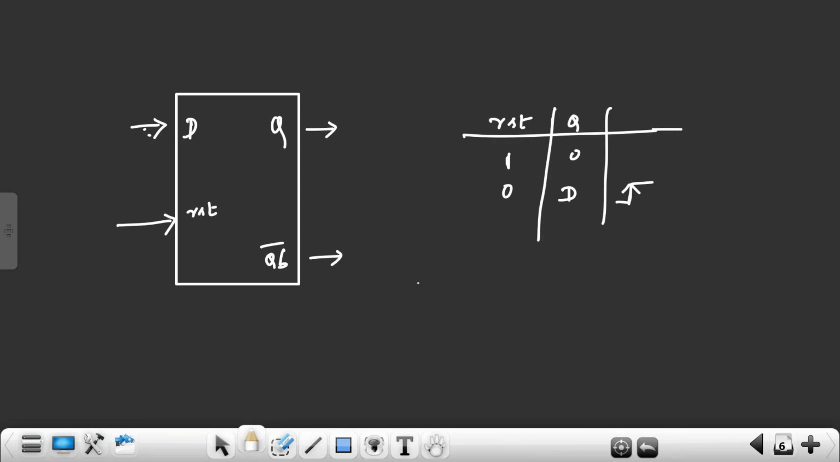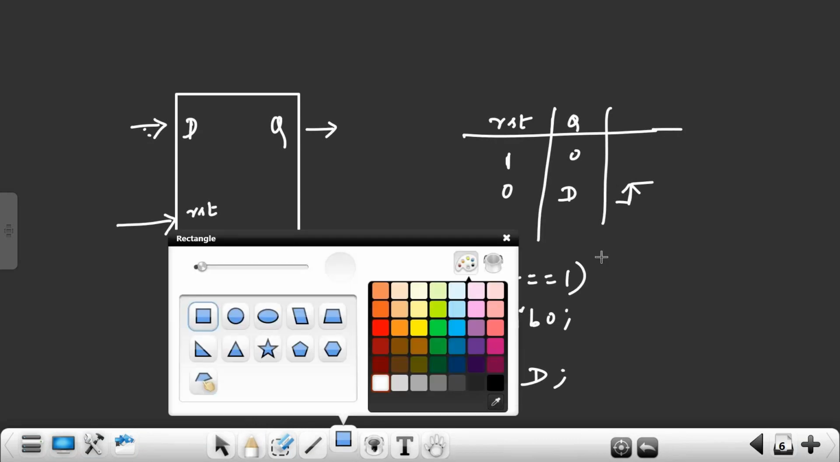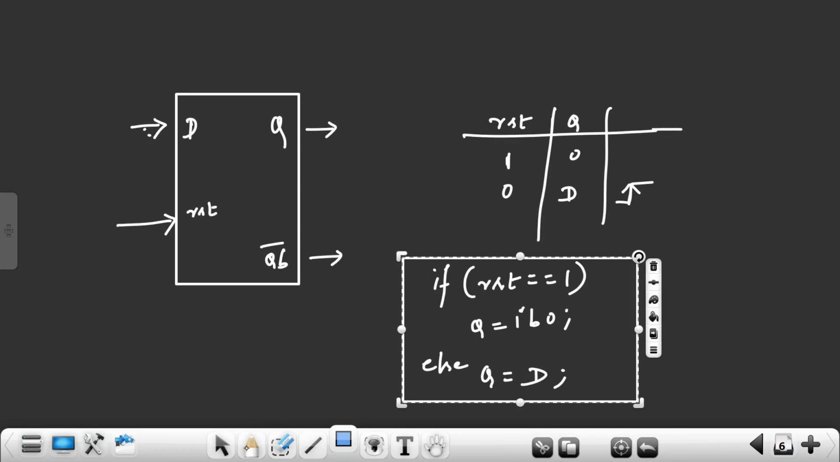Then this behavior I can easily write at the programming level, right? If reset equals 1, then Q is 1'b0. Else, if reset is not 1, then Q takes D. That is written in the programming language. So a programming language allows us to describe any circuit based on behavior, how the circuit is behaving. We can easily describe the behavior.